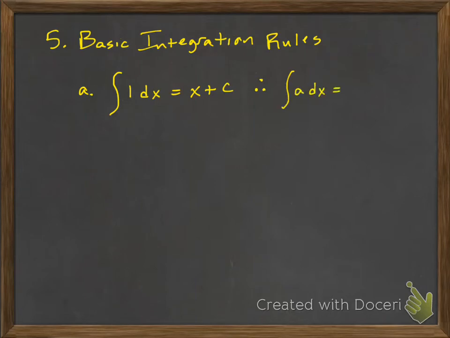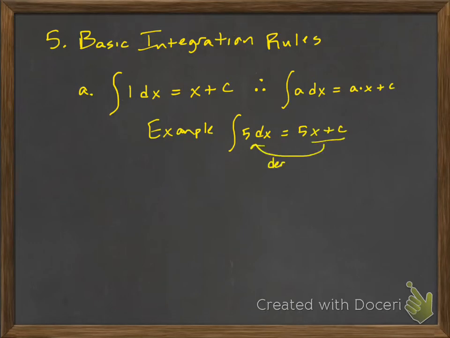So let's be more general. The integral of some constant is the constant times x plus c. That's the big general rule. So if I have the integral of 5 dx, the antiderivative is 5x plus c. On we go. And again, you can always check it by deriving and going backward.